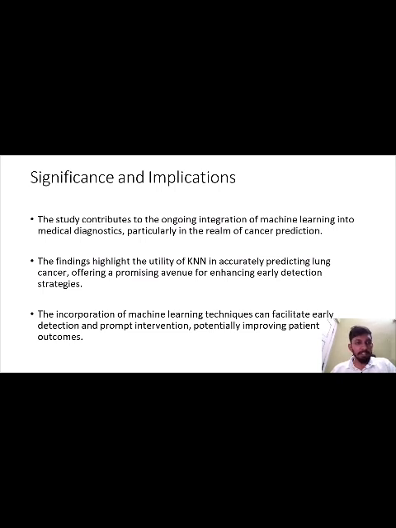One more topic: significance and implication. The study contributes to the ongoing integration of machine learning into medical diagnosis, particularly in the realm of cancer prediction. One more point: the findings highlight the utility of KNN in accurately predicting lung cancer, offering a promising avenue for enhancing early detection strategies. The incorporation of machine learning techniques can facilitate early detection and promote innovation.